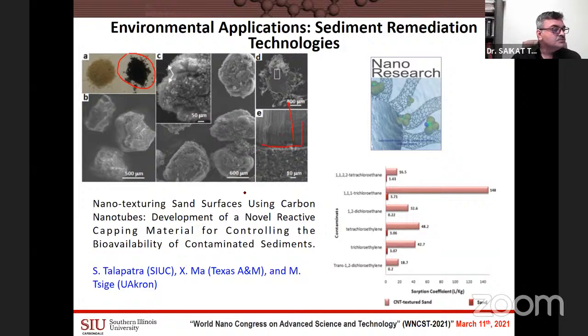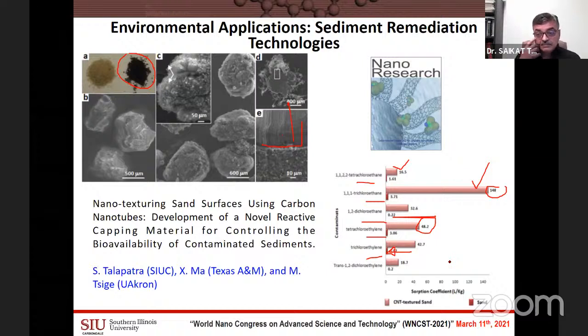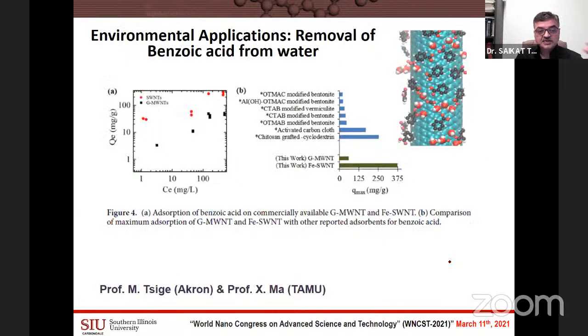And when you do the different types of TCEs, you will see that sand coated with carbon nanotubes had several orders of magnitude higher absorption than just pristine sand. One of the reasons is the chemical activity of the carbon nanotubes. It's functionalized on the surface, so it is able to absorb more, as well as the specific surface area. You simply increase the specific surface area of the material.